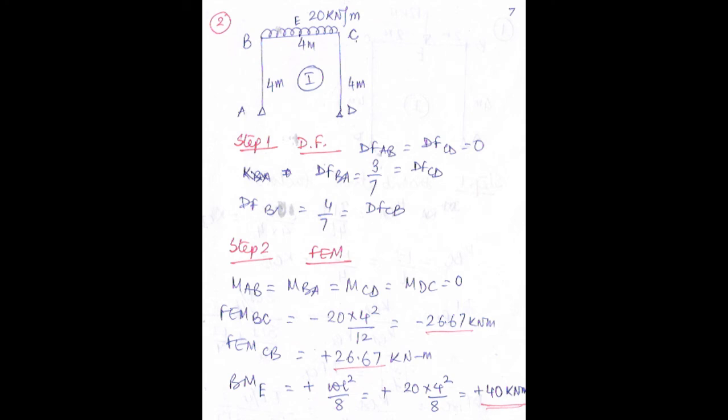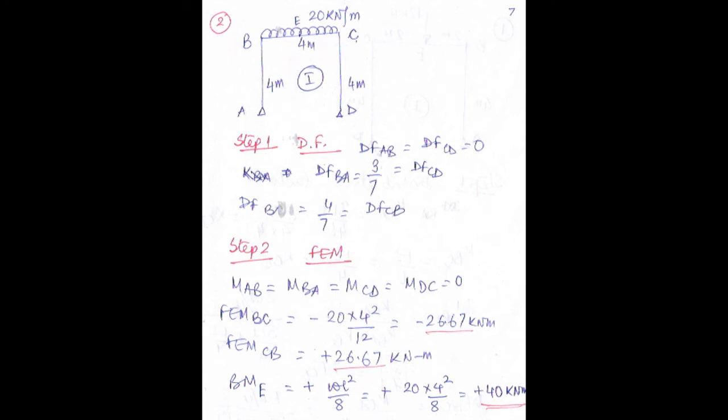So it is minus 20 into 4 square by 12. That gives us 26.67 kilonewton meter, and FEM CB will be plus 26.67 kilonewton meter. And also the bending moment at the midpoint of the BC span, that is E, bending moment at E will be WL square by 8. So that is plus 40 kilonewton per meter.